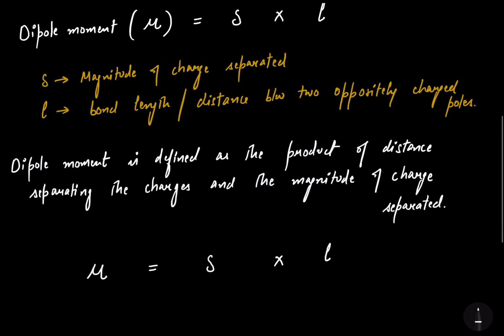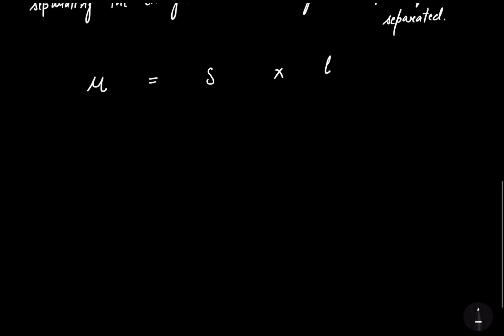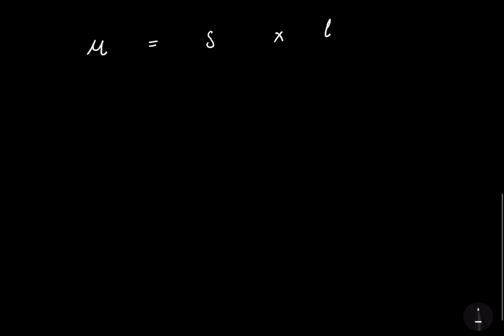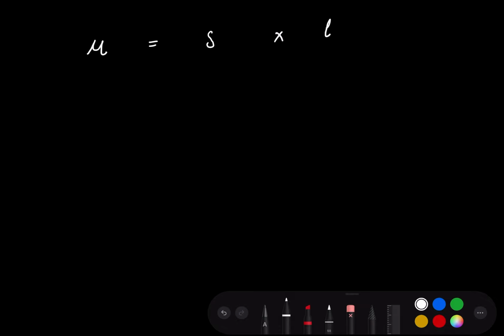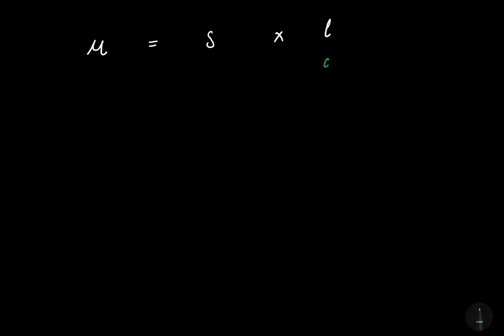Now, let's talk about the units of the dipole moment. I'm taking the unit of length to be centimeter over here. The unit of magnitude of charge to be electrostatic units. So that's a CGS unit of charge. That's ESU. ESU stands for electrostatic unit. That means the unit of dipole moment will come out to be electrostatic unit centimeter.